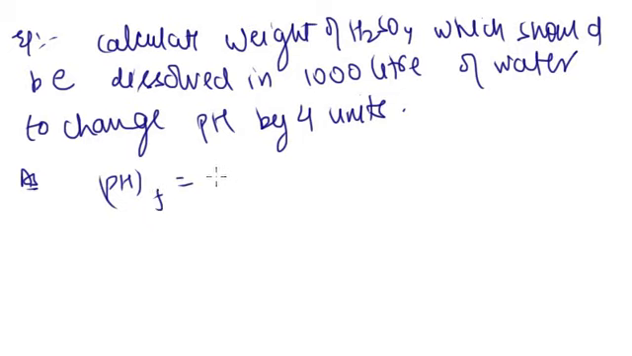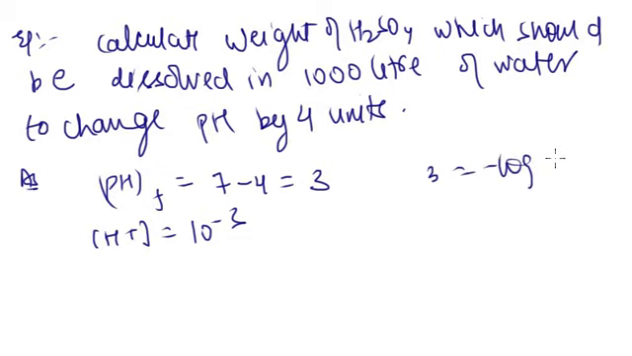Let's say initial pH was 7. We know the neutral water pH is 7 and it reduces by 4 units, and it will be reduced because we are dissolving the acid. Now pH final is 3. So the concentration of H plus comes out to be 10 to the power minus 3, because we have written 3 equals minus log of H plus.